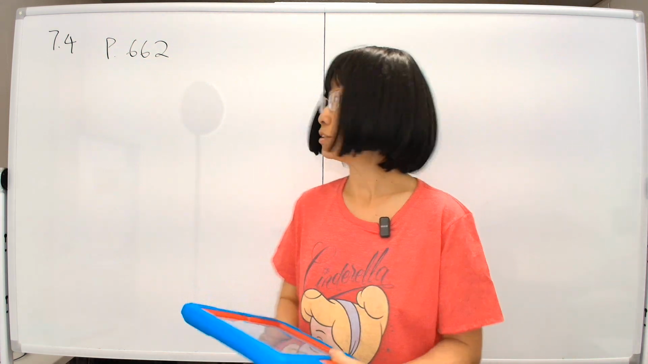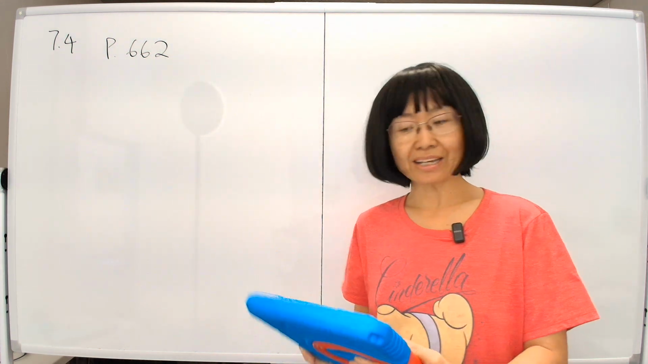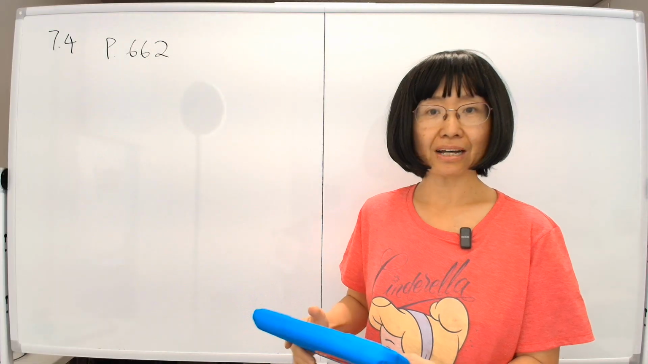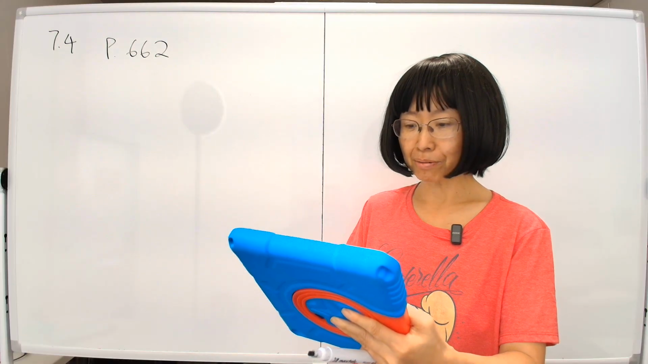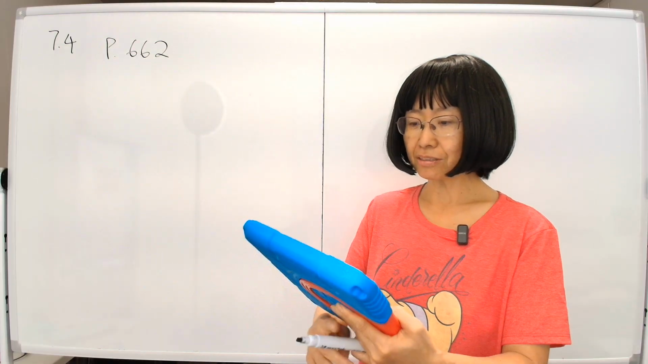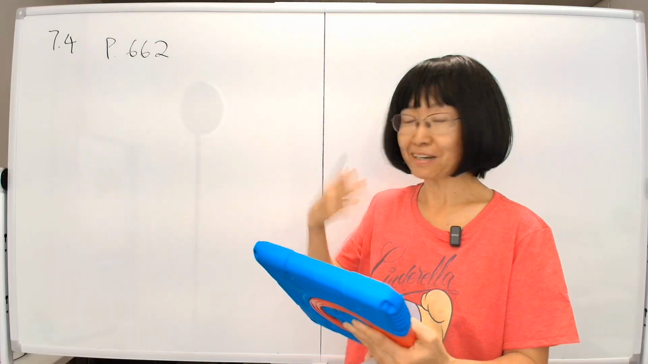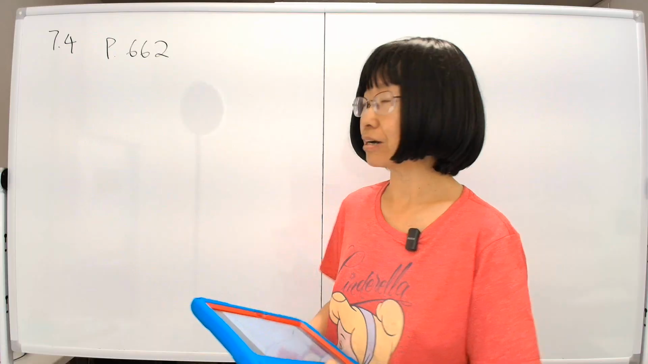Today we are going to do section 7.4, area and arc length in polar coordinates. Now how will we calculate the area, that is, do integration, but if something is in polar coordinates? Well, the way we do it is, first we need to calculate the area of a sector.